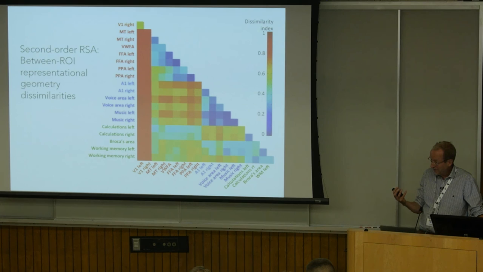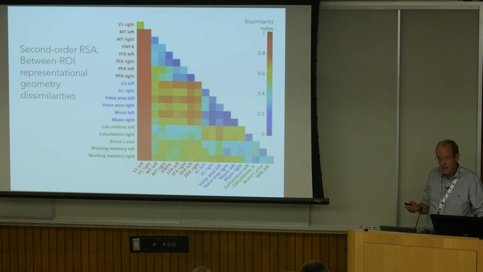There are 20 of these functionally defined loci. So we have a 20x20 matrix of the similarity of the representational geometries across areas. And this is the full matrix. You can see some features in here that are easy to interpret, like V1 is different from everything else. And the visual areas are more like each other. It's this blue patch here. Auditory areas are more like each other. But it's hard to really get a fine sense of what's going on in a big matrix like this.